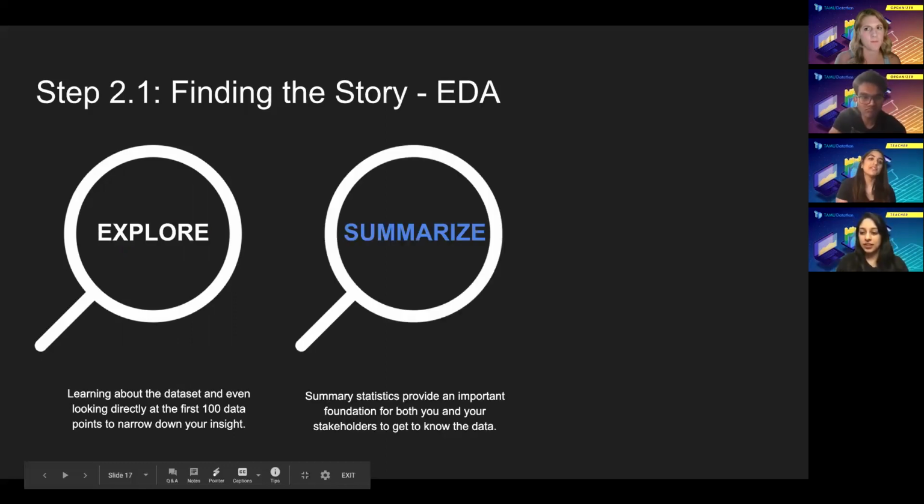And then next, you really want to summarize your entire data set. So figuring out those beginning summary statistics is really important, and mapping out all of your initial variables, making sure everything looks normal. All of these provide you a really good foundation for understanding where your data is supposed to lie, and also making sure your stakeholders understand where that data is supposed to lie.